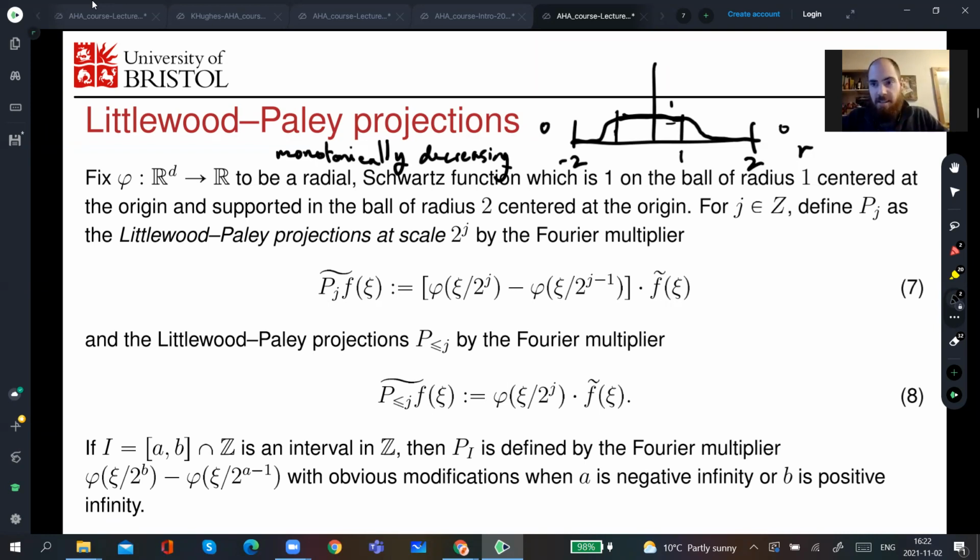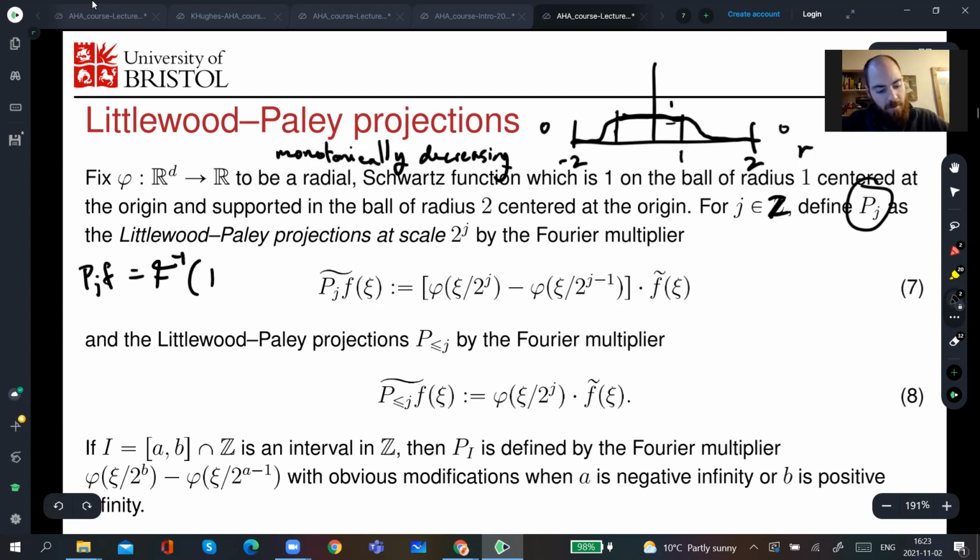Right, so once I fix this nice function phi, I can define my Littlewood-Paley operators. There's one for each integer, that should be a boldface Z. So if I take an integer j, I have a Littlewood-Paley projection operator, P_j, and it's defined as a Fourier multiplier. In particular, I'm going to define P_j on the physical side, writing it as the inverse Fourier transform of the Fourier transform.